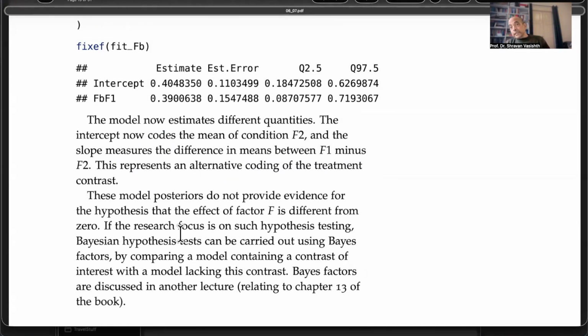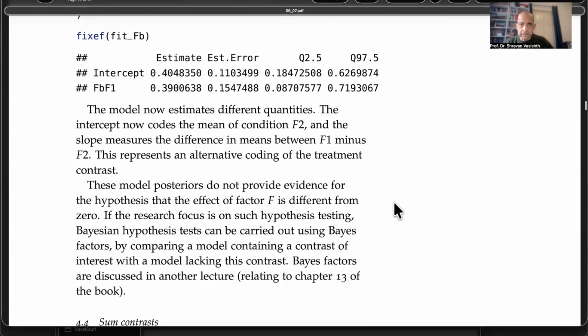It's very convenient. You can use it for situations where you have more than two conditions, right? So you will have one control condition, and you can have multiple treatment levels. I'll discuss that example later.